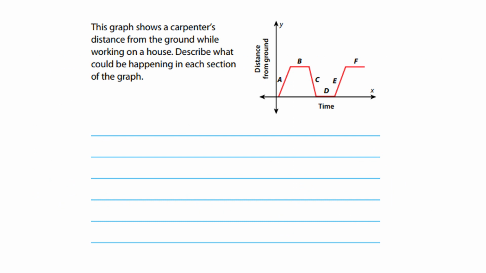Now for this problem, the graph is already drawn for us. We're talking about distance from the ground. So down here at the bottom, he's at the ground. It says this graph shows a carpenter's distance from the ground while working on a house. Describe what could be happening in each section of the graph. So for this, we are going to talk about each letter. So we're going to talk about A, B, C, D, E, and F. We're going to talk about each letter individually.